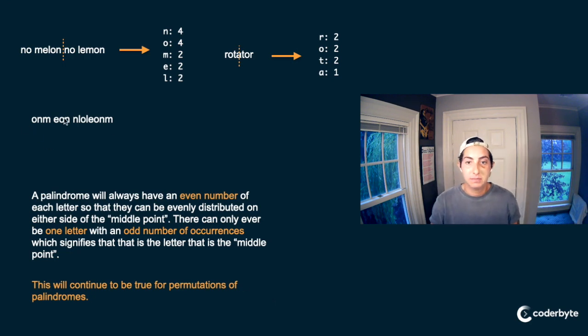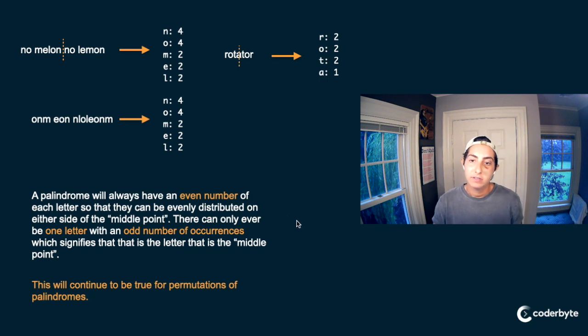So here's a bunch of mixed up letters, which is no melon, no lemon, all mixed up. So this is a permutation of this palindrome right here. Let's take a look at those frequencies again. There are 4 N's, 1, 2, 3, 4, 4 O's, 1, 2, 3, 4, etc., right?